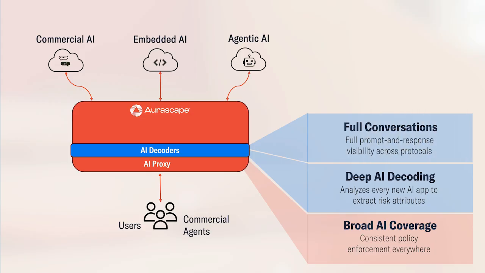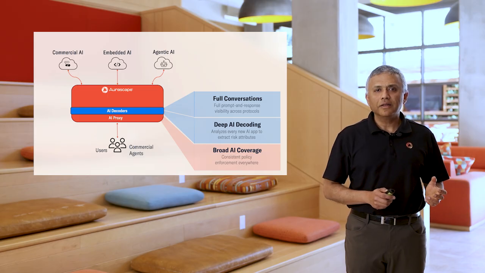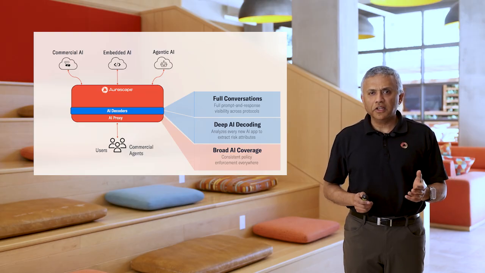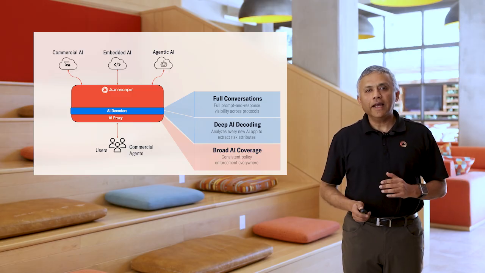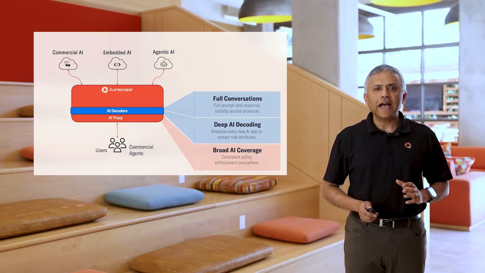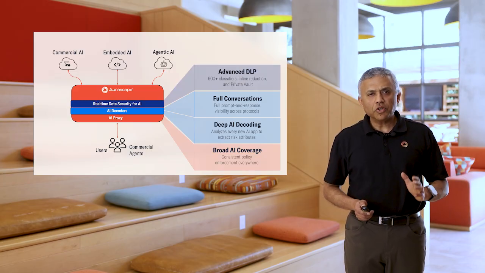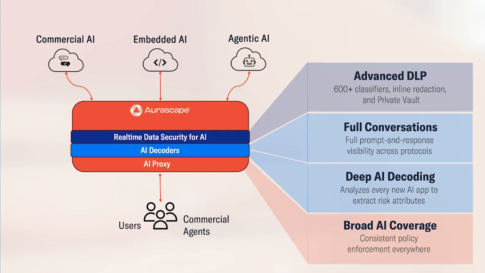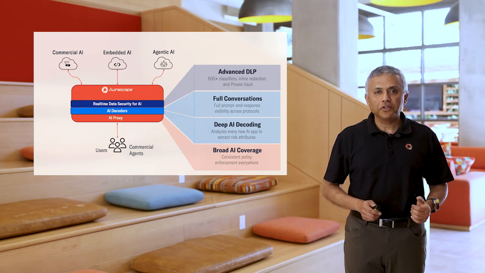And we go deep on the protocol side too. We deliver full prompt and response visibility across WebSocket and protobuf based applications. So whether your teams are using Copilot, Perplexity, Cursor, or Windsurf, we decode it all. On top of that, we cover AI that's embedded directly into your SaaS tools, which is one of the fastest growing blind spots in the market. When it comes to protecting sensitive data, our DLP engine brings over 600 fine-tuned hierarchical classifiers, inline redaction, and a private vault, so you can let people use AI without exposing what matters most.